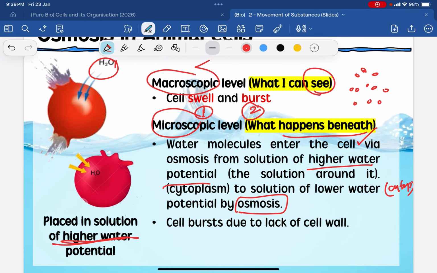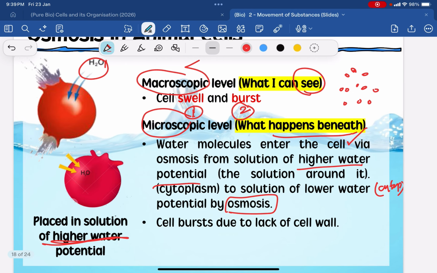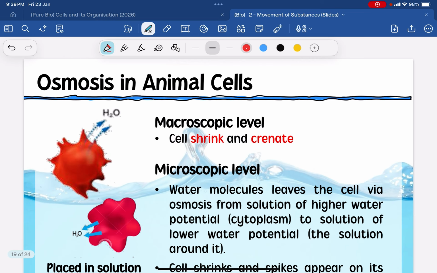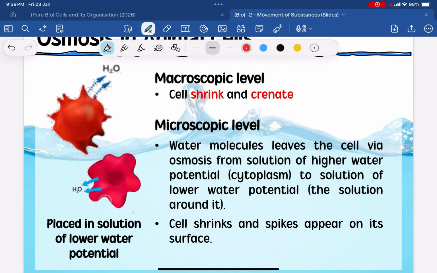Burst, nothing left. Alright? How about if you put the cell into a solution of lower water potential? You'll be able to say that the animal cell has a higher water potential. First, water molecules leave the cell from the solution of higher water potential, the cytoplasm, to the solution of lower water potential, which is the solution around it. It exits by osmosis.